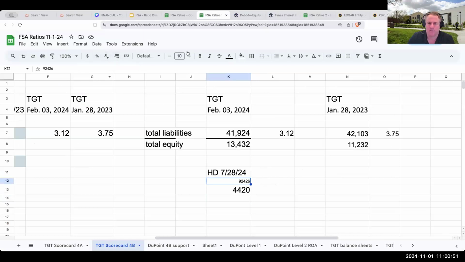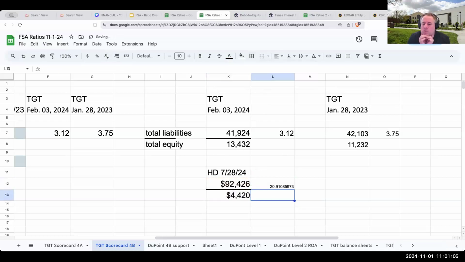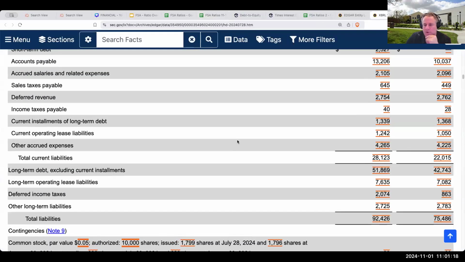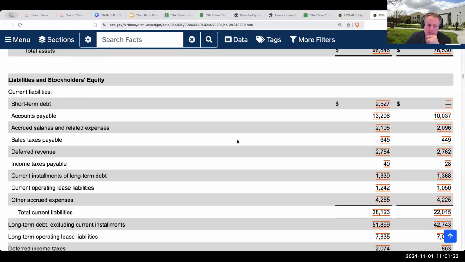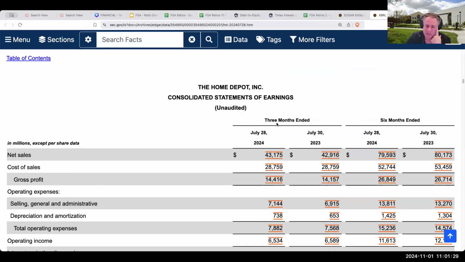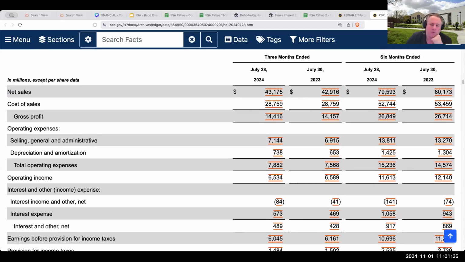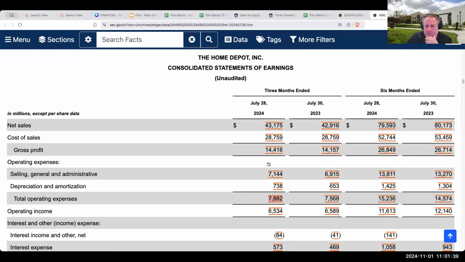So when we look at this for the Home Depot and their debt to equity, I'm giving you this example because it's very extreme, but it's worth noting their debt to equity is 20.9 times, meaning that this company is highly, highly leveraged. Now, you may be saying to yourself, why is the Home Depot highly leveraged? For all intents and purposes, they make a lot of money, right? For just the 3 months ended, they made 4.4 billion, and 8.1 billion for the 6 months ended July 28th, 2024. So they're a profitable company, but why do they have so much debt?